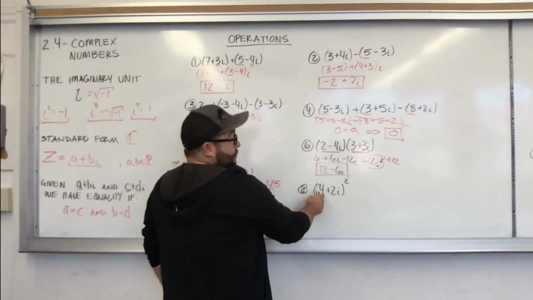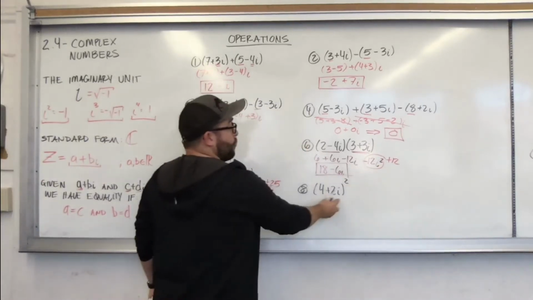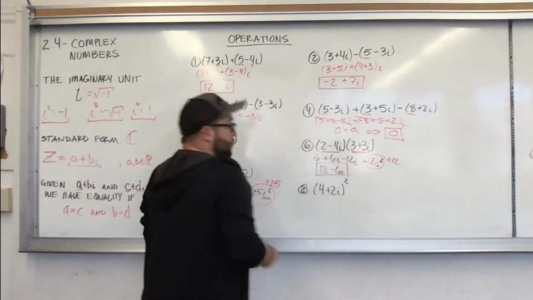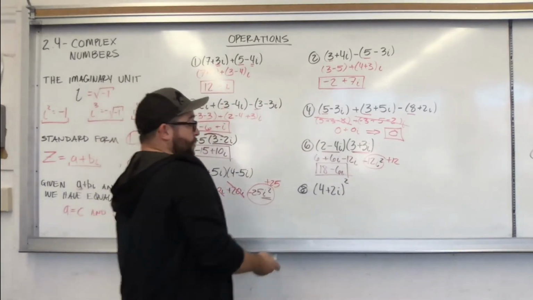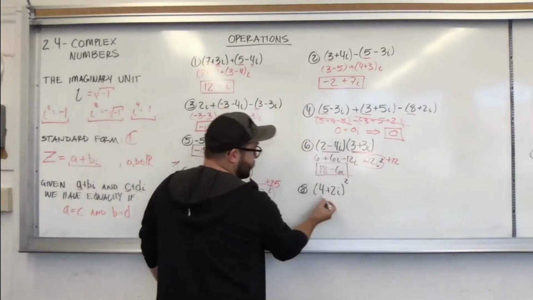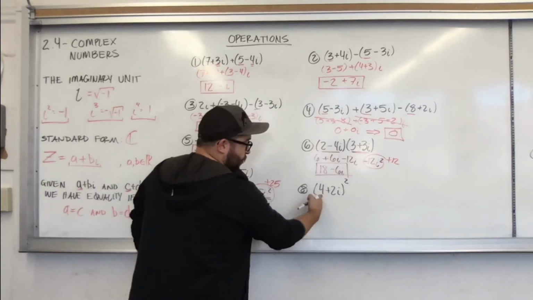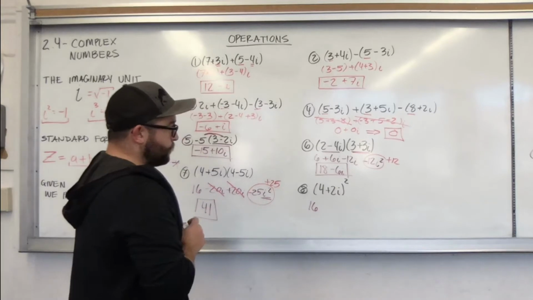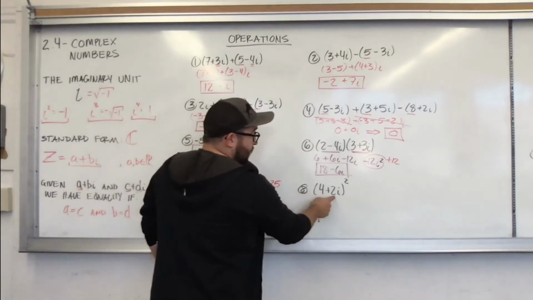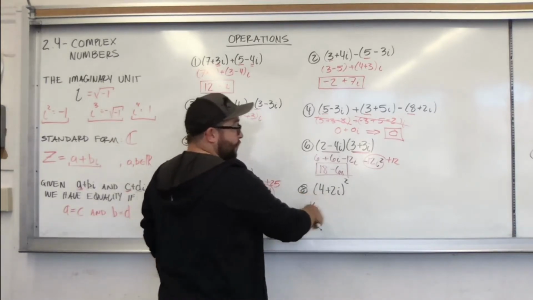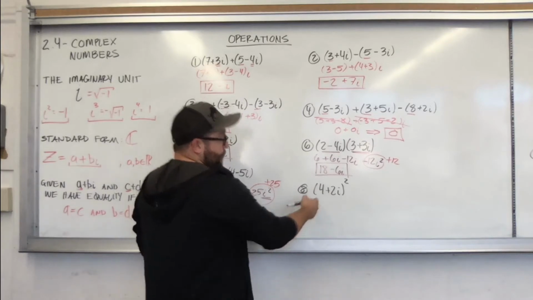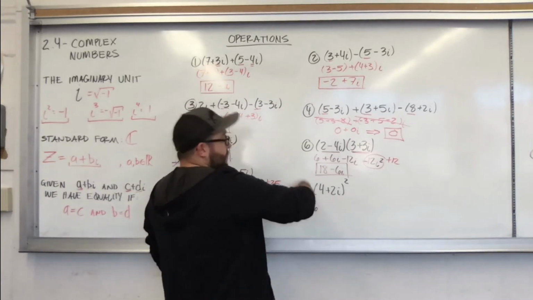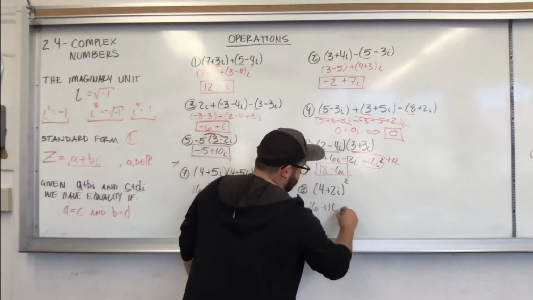For number 8, you could rewrite it as 4 plus 2i times 4 plus 2i. Or we can use what we already know. If we have any binomial squared of this form, we square the first. So there's our 16. We multiply these together, and then we double it, right? So that's 8i, but then doubled is plus 16i.